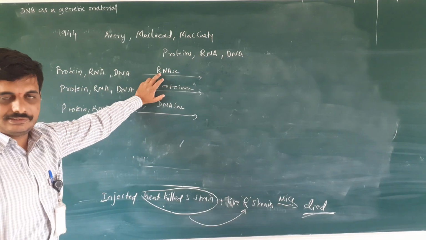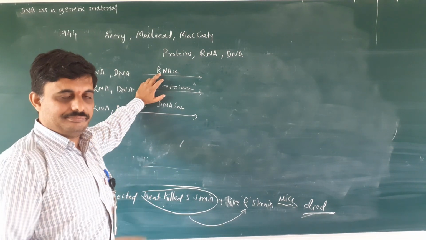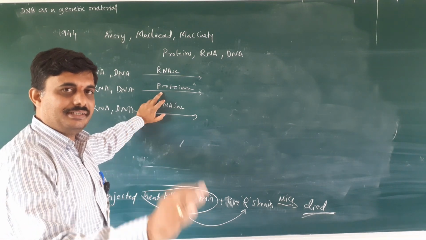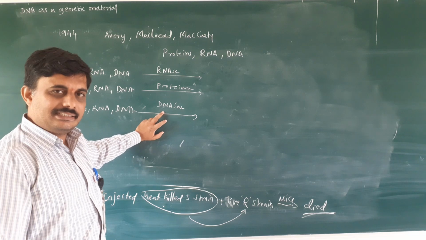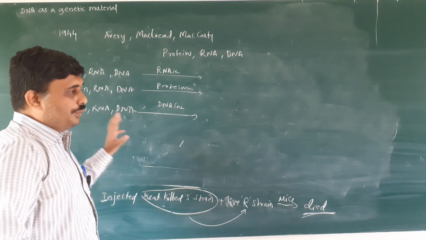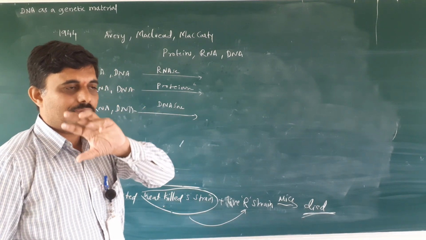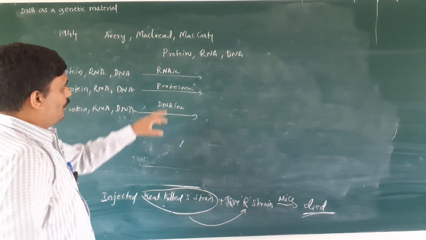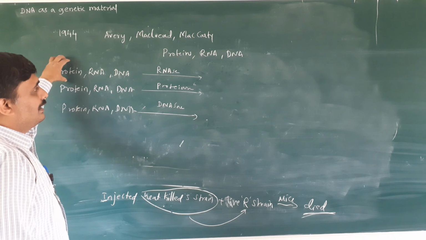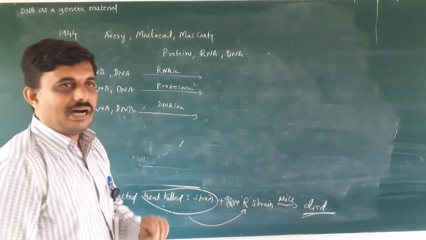What is RNase? RNase is an enzyme that acts on RNA and destroys it. Protease is an enzyme that acts on protein and destroys it. DNase is an enzyme that acts on DNA and destroys it. To know which is the genetic material, they used a three-step experiment. First, the materials extracted from the heat-killed S strain are treated with the RNase enzyme.